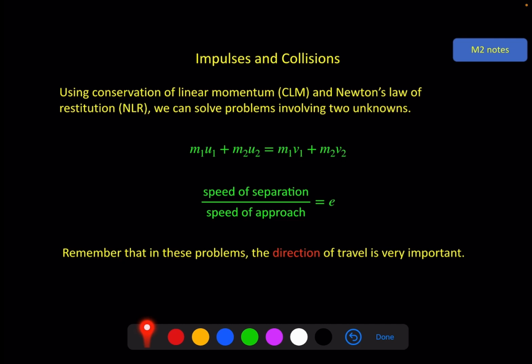If they're going in opposite directions and collide, then you add the two speeds together. It's easy to make a mistake on that. So just remember that the direction of travel is very important in these problems. To finish the video, two much more involved examples.